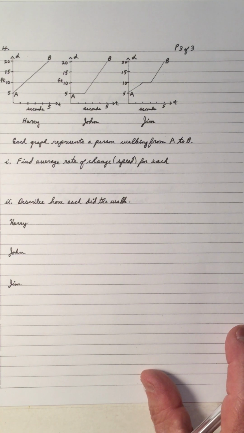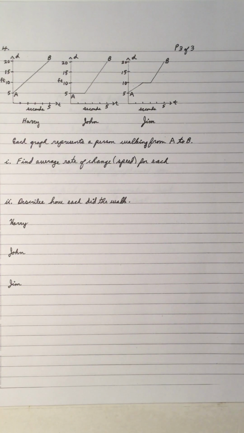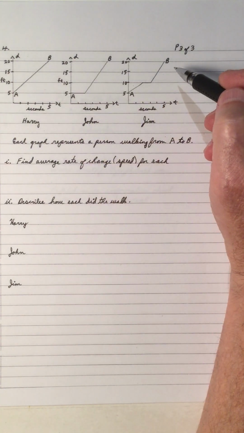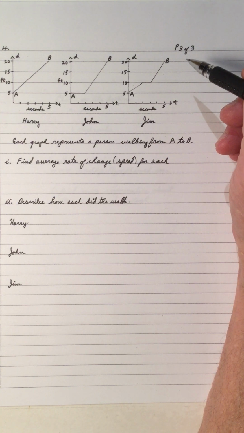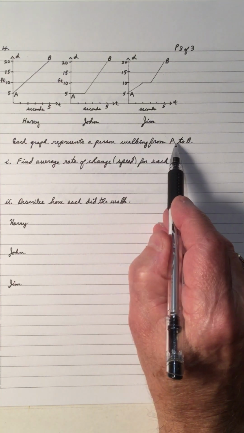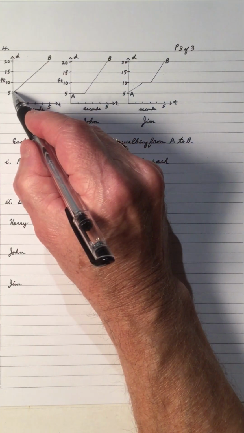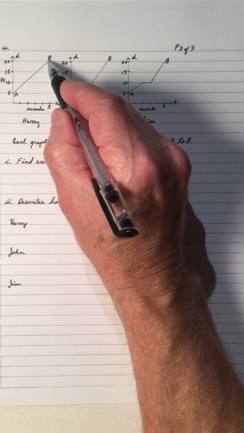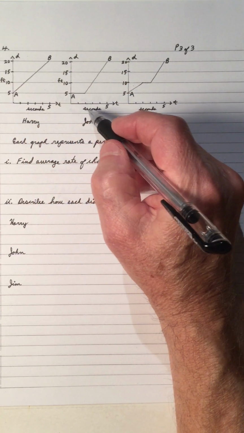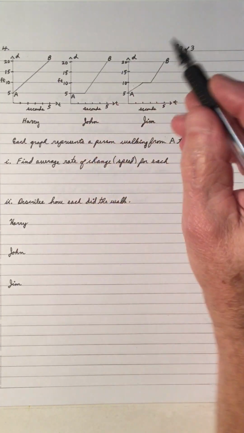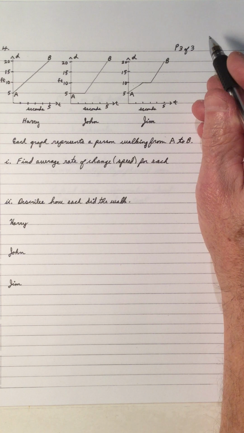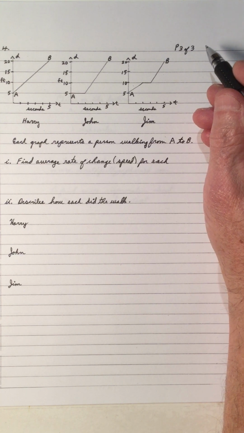Now we have another question to do, and I thought this was interesting when I made this one up for the students. I have 3 diagrams, and each of these diagrams represents a person walking from A to B. So this is the starting point at A and arriving at B. This is Harry walking from A to B. This is John walking from A to B. And this is Jim walking from A to B. But you'll notice that they walked differently, and let me explain.